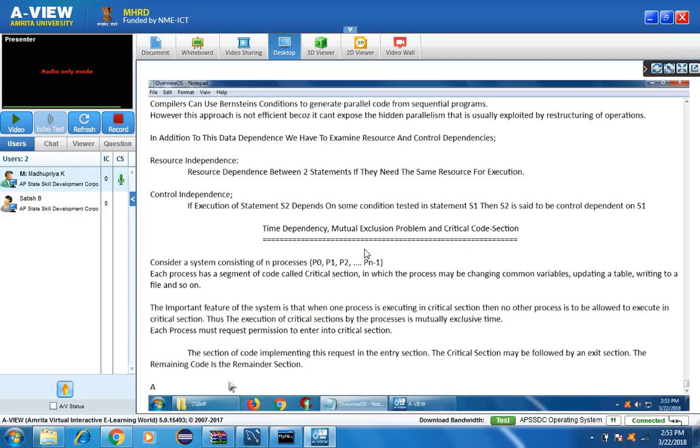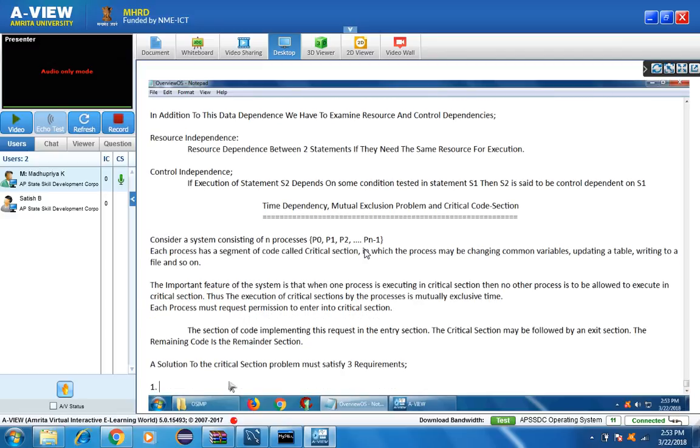And now, especially for this critical section, a solution to the critical section problem must satisfy three requirements. What three requirements? One which you call as mutual exclusion. Do you understand? That is one point we have.